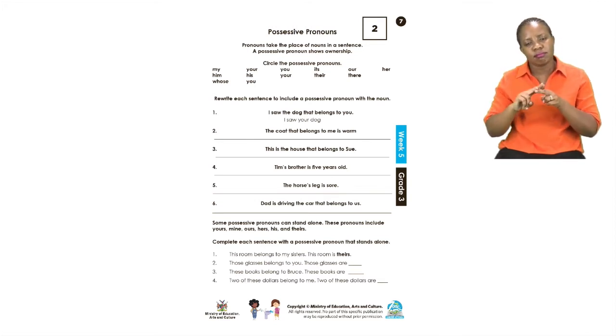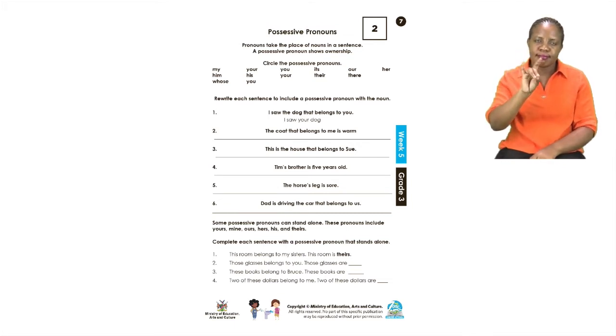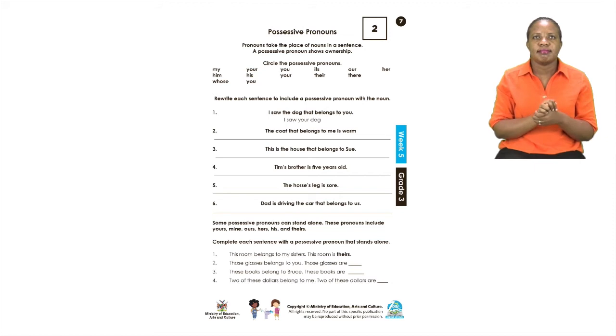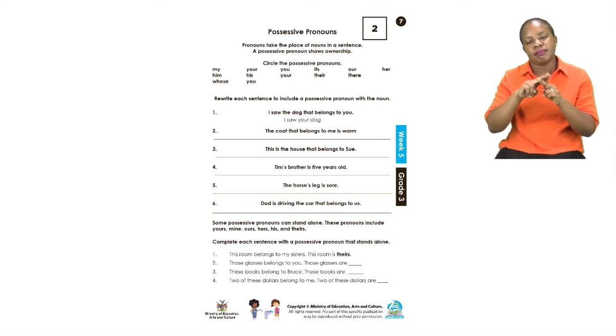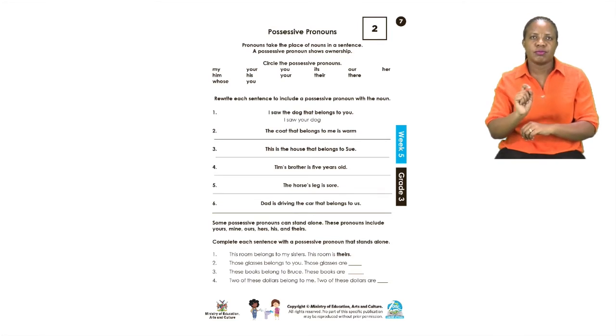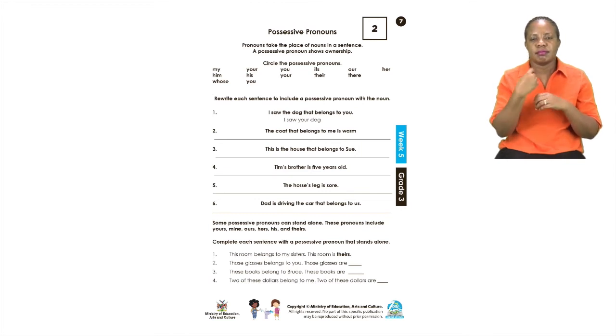Now, we are told that the dog belongs to you. So, instead of using you, we are going to use the word your. The word your is showing that it belongs to someone. So the sentence says, I saw your dog. Not just any dog, your dog, meaning the dog belongs to that person. You are going to answer number two, number three, four, five, and six by yourselves. Make sure that you include the noun and that you use a possessive pronoun.